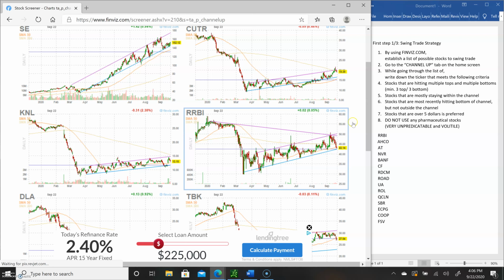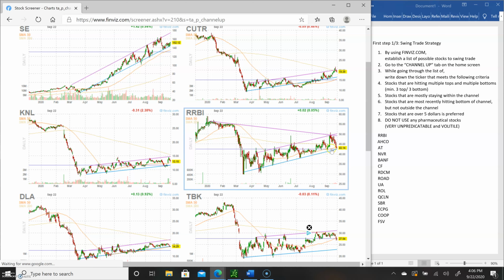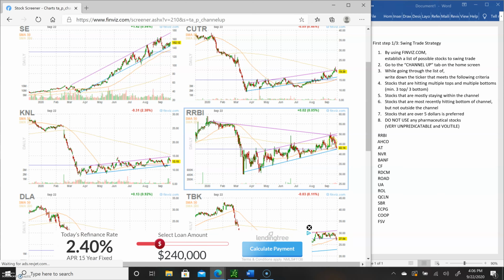Stocks that are mostly staying within the channel. Okay, so these are all staying pretty fairly in. This one, in the middle of June, had a weird spike, but besides that, it's all pretty much stayed within. Especially the last few months, it's stayed pretty solid in there.